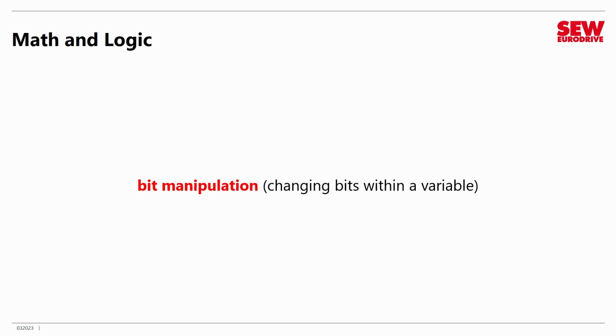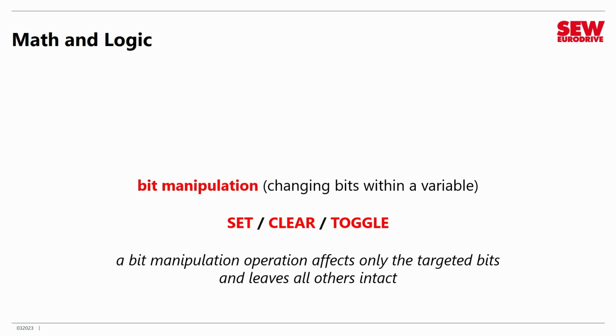Now there are 3 things you can do to a bit when you're manipulating it. You can set it or clear it. That means make it 1 or 0. But then there's a third thing you can do, and that is called toggling. What toggling means is change it to its opposite. So if it's a 0, it becomes a 1. If it's a 1, it becomes a 0. And that is very handy, believe me. So a bit manipulation operation affects only the targeted bits. It doesn't mess with any of the others.